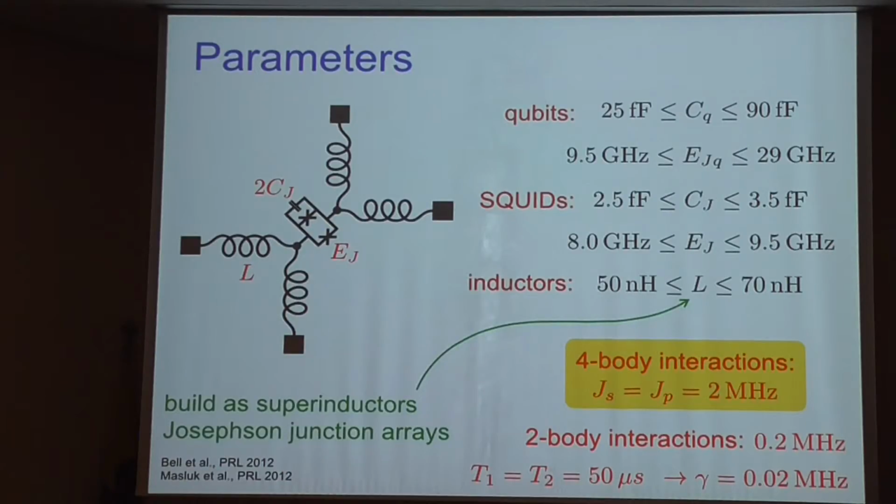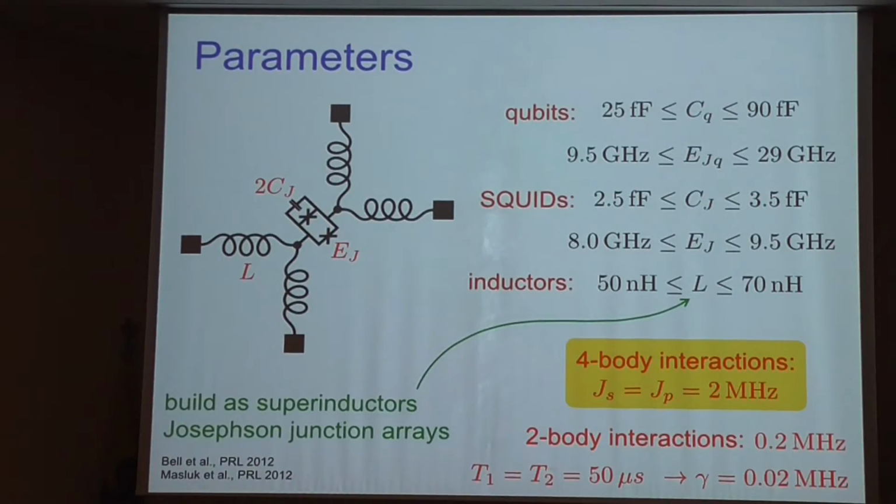So for that set of parameters, the strength of these four-body interactions would be 2 megahertz in natural frequencies. The residual two-body interactions, so that the parameters are chosen such that the two-body interactions are suppressed as well as you can, as far as we have optimized so far, would be an order of magnitude smaller. And for very good coherence time, say T1 and T2 of 50 microseconds, there's even a factor of 100 between the strength of the four-body interactions and the dissipation rates.